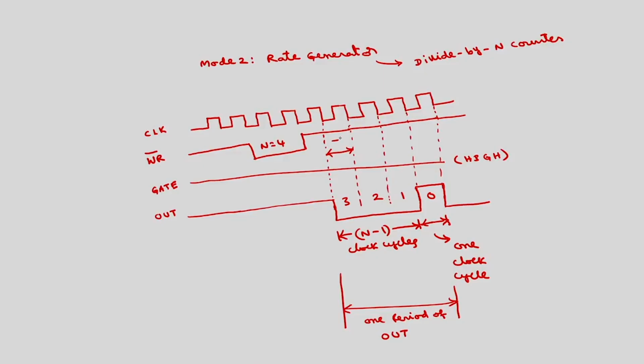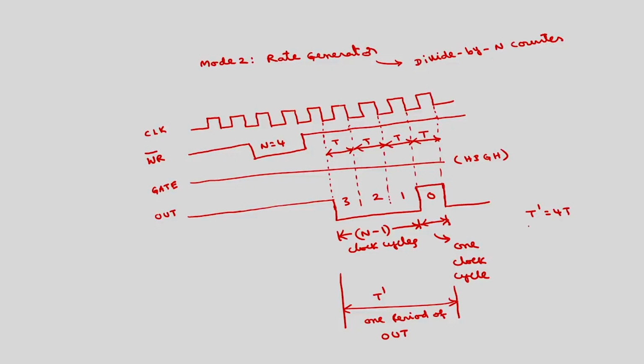If I call this one period as T, T, T, and one period of this one as some T dash. This is T, another T, another T. So what is the relation between T dash and T? T dash is equal to 4 times T.